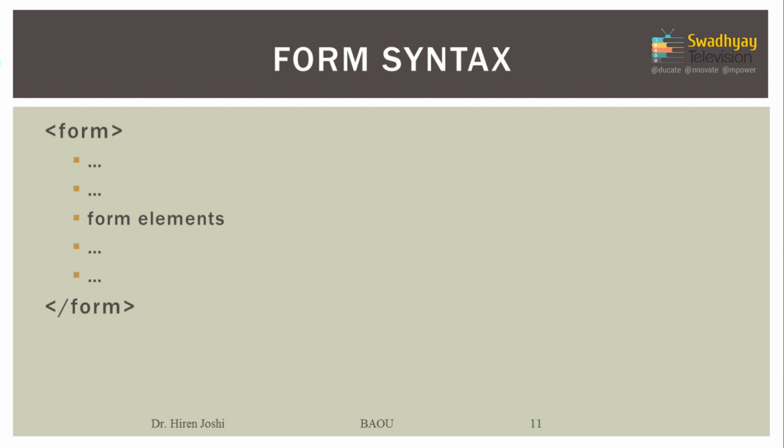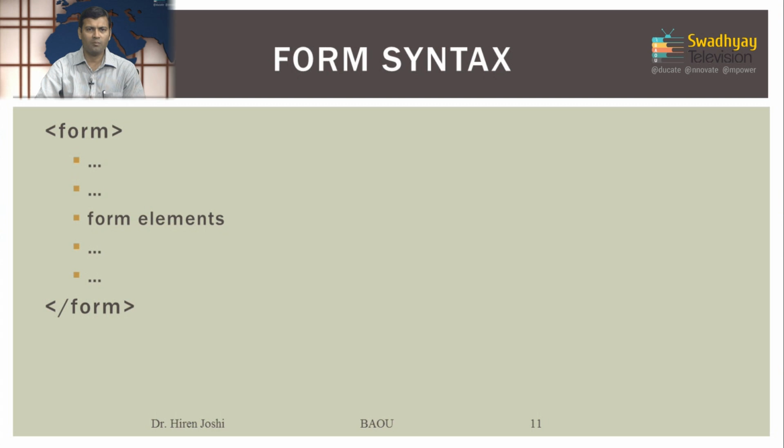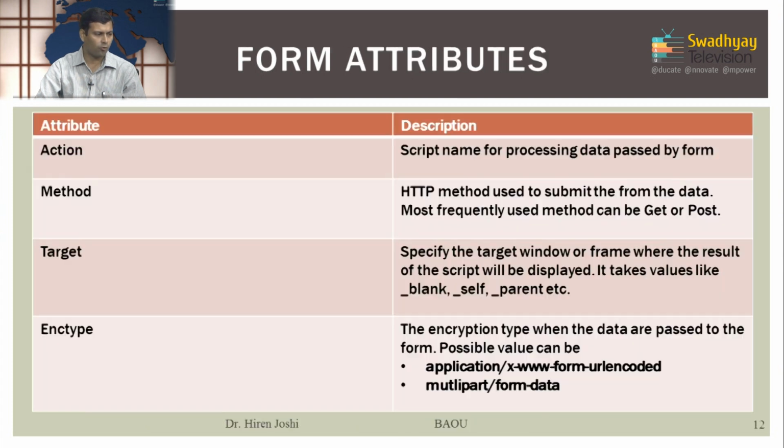This is the general syntax for form. You should write form, then you can write form elements, and to close the form, /form. Form has many attributes, but these four are main. The first one is action. In the action attribute, you should write the name of the script which is used for processing data passed by the form.